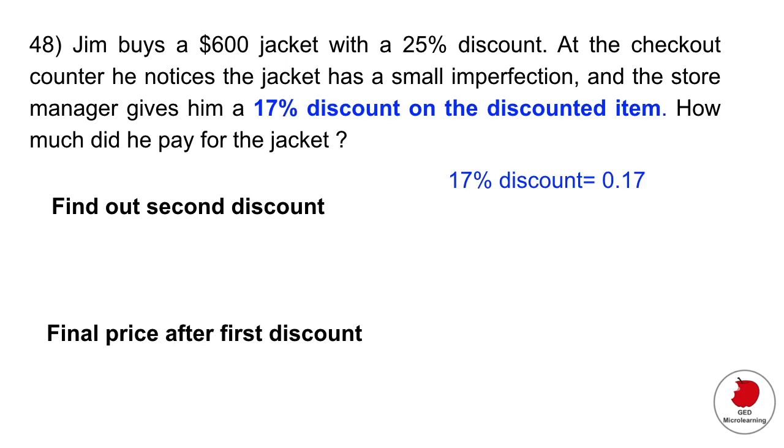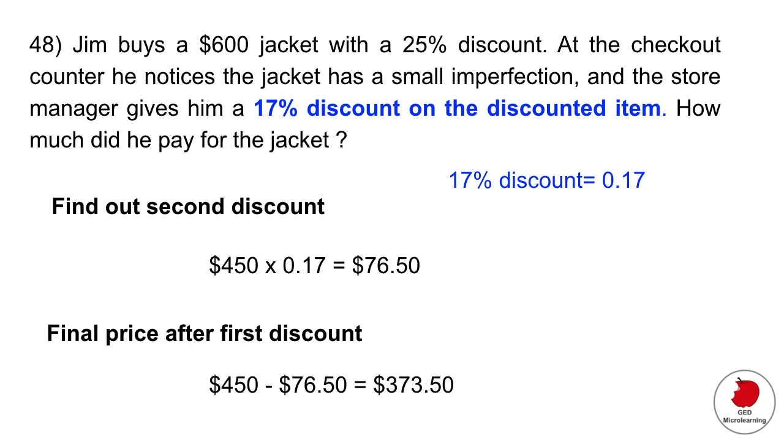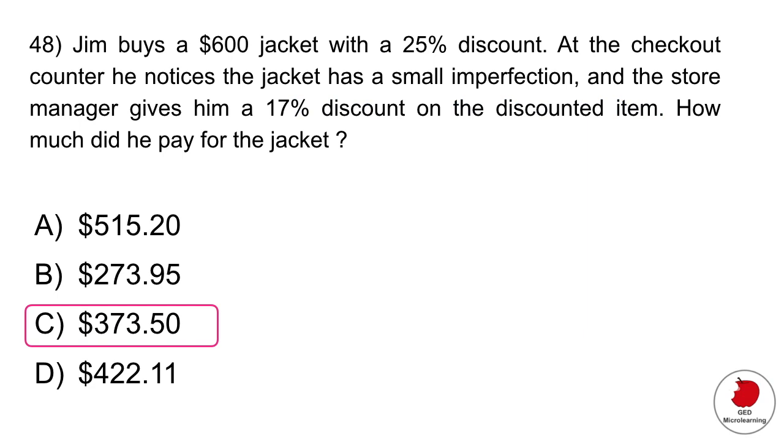Now the manager gives him an additional 17% discount on that already discounted item. 17% is 0.17 in decimal form. Here we're going to multiply that number by $450, which was the cost of the jacket after the first discount. That gives us $76.50. And all you have to do is subtract that amount from $450, and that gives you $373.50, which is option C.